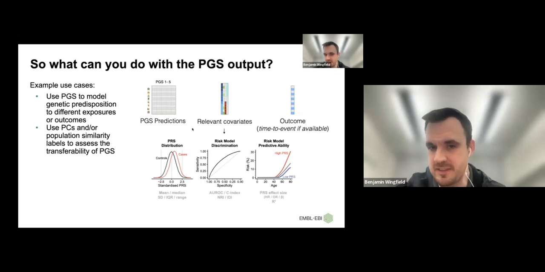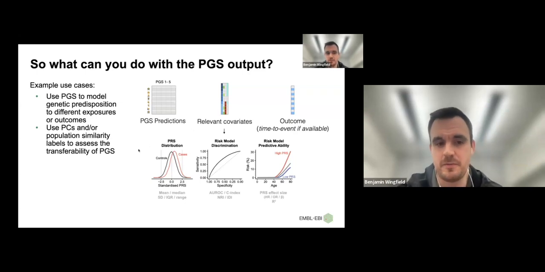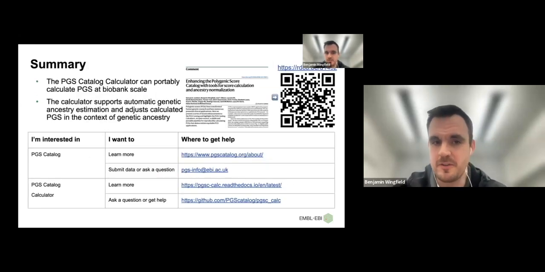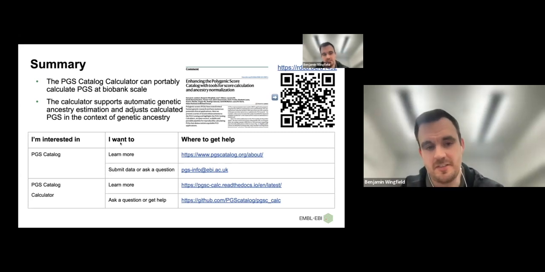So then, very briefly, what can you do with the PGS output? People use PGS to model genetic predisposition to different exposures or outcomes, and they might also use the principal components that the calculator produces, or population similarity labels, to assess how well PGS transfers to different populations. But there are lots of things you can do with PGS which are out of the scope of this webinar. So in summary, the PGS Catalog Calculator can portably calculate PGS at biobank scale. It supports automatic genetic ancestry estimation and will adjust calculated PGS in the context of genetic ancestry.